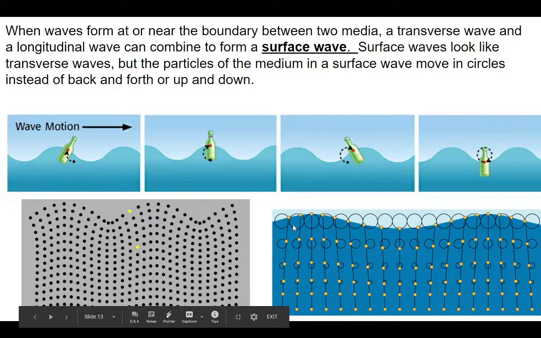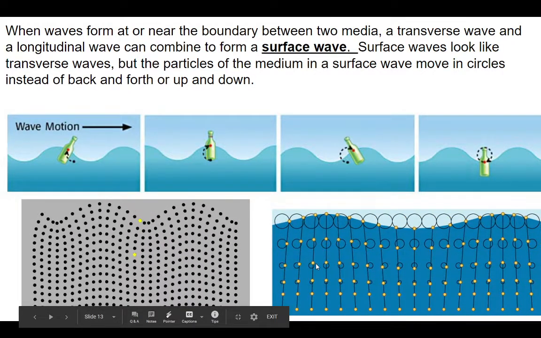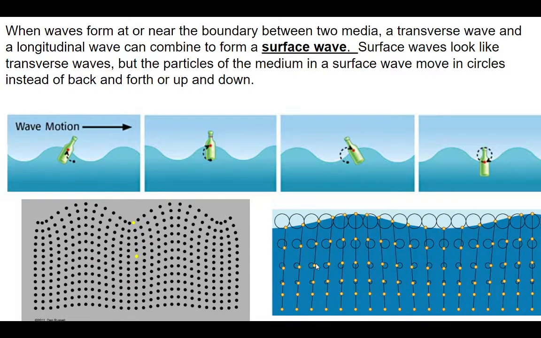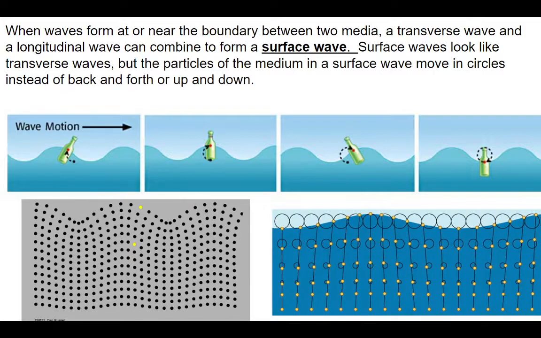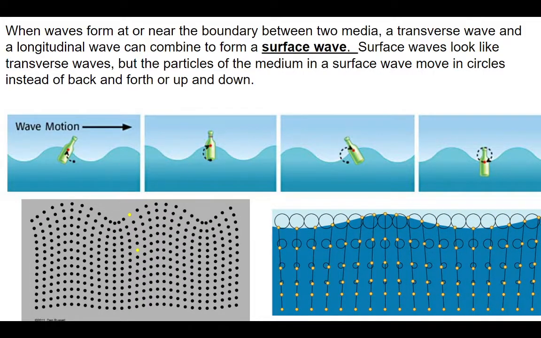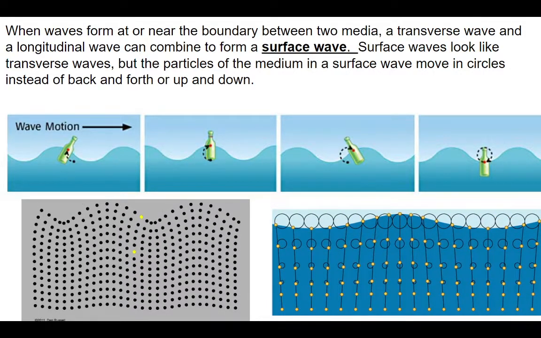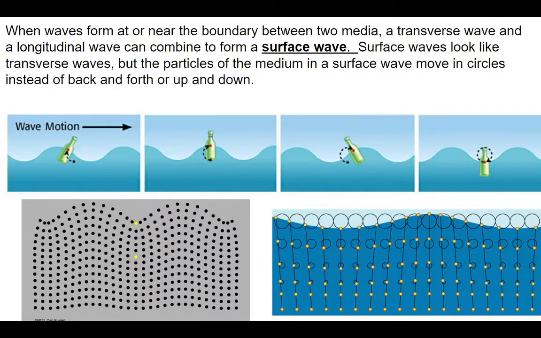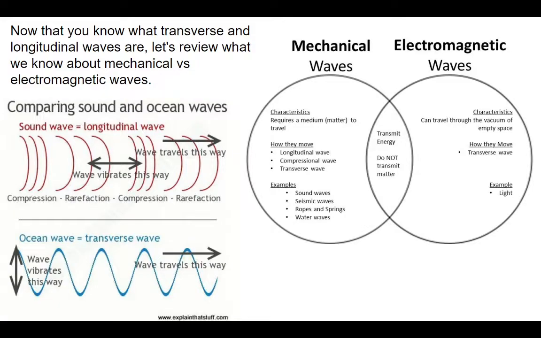So the thing I want you to remember about a surface wave is you find it at the boundary between two different media. It's caused by a transverse and a longitudinal wave combining, and the movement is circular. So those three things are what I want you to know about a surface wave. So now we're going to do some review.